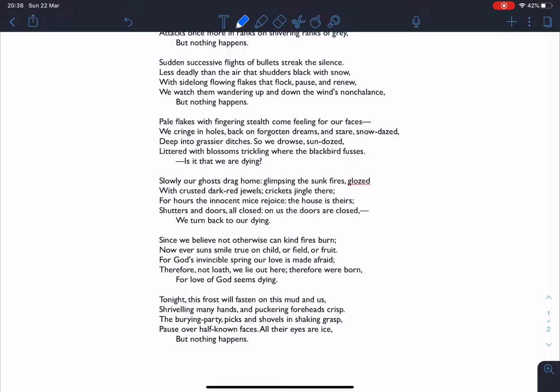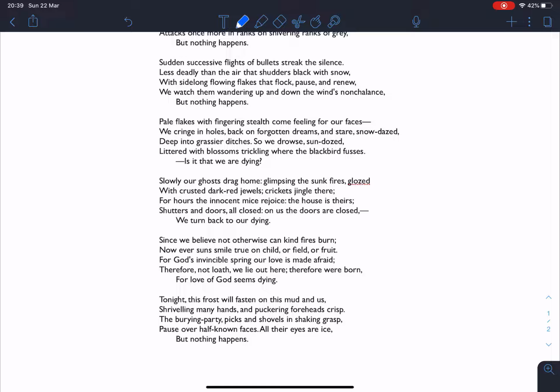Shutters and doors all closed, on us the doors are closed, we turn back to our dying. Since we believe not otherwise can kind fires burn, now ever suns smile true on child or field or fruit. For God's invincible spring our love is made afraid. Therefore not loath we lie out there, therefore we're born for love of God seems dying. Tonight this frost will fasten on this mud and us, shrivelling many hands and puckering foreheads crisp.